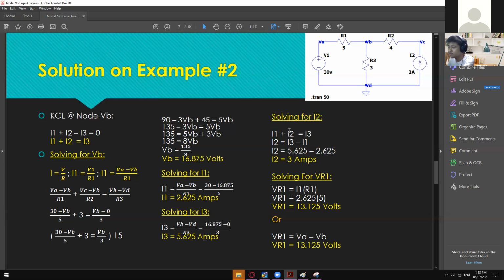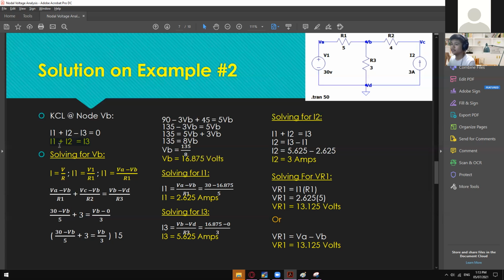And then for the I2, you can now use this equation right here. So we have a lot of ways actually. You can use this equation right here, or you can simply use the Ohm's law rule, I2 is equal to VR2 divided by R2. Okay, so all of them will give you the same result.